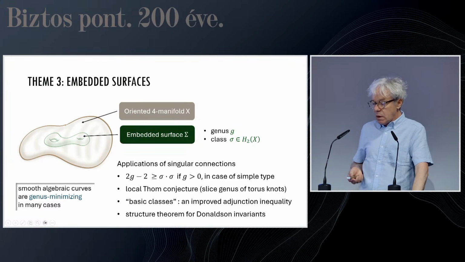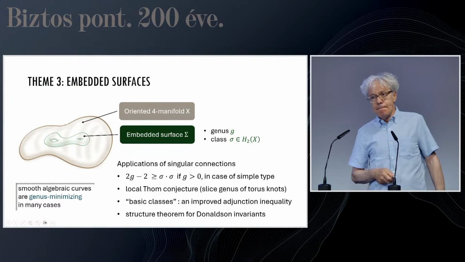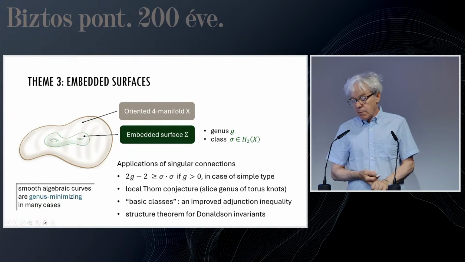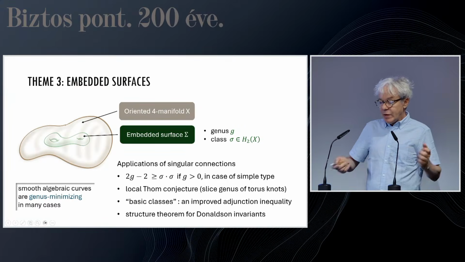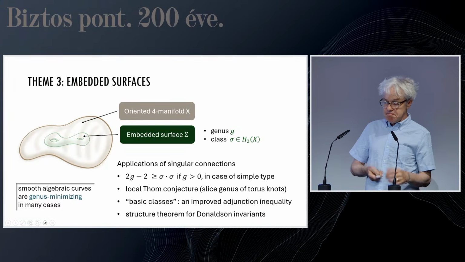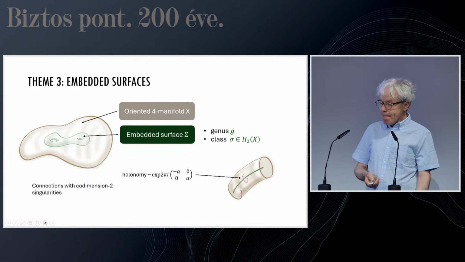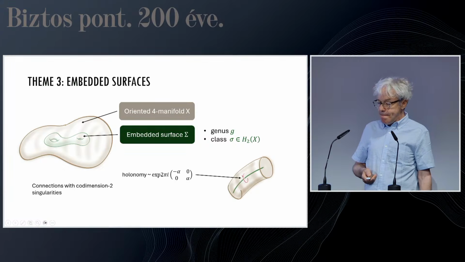A quality of this work is that smooth algebraic curves are genus minimizing. We didn't prove that in a general setting, but for example, that's true for smooth algebraic curves on a smooth quintic surface, for example. Singular connections I won't say much about, but these are connections with codimension 2 singularities.